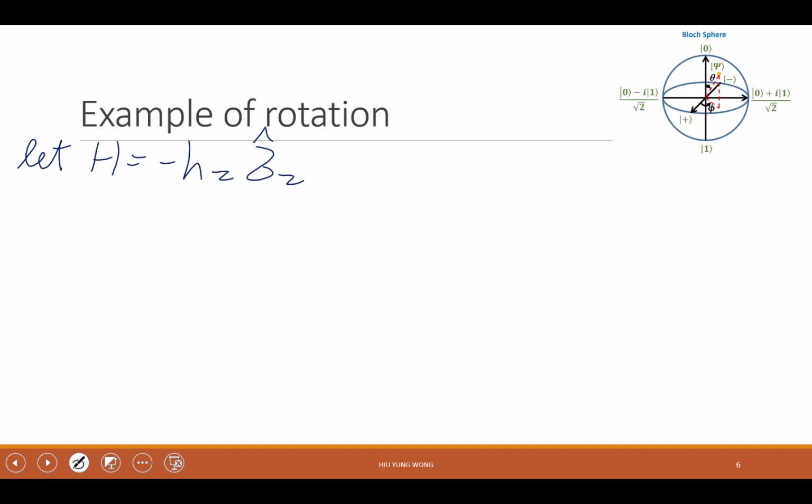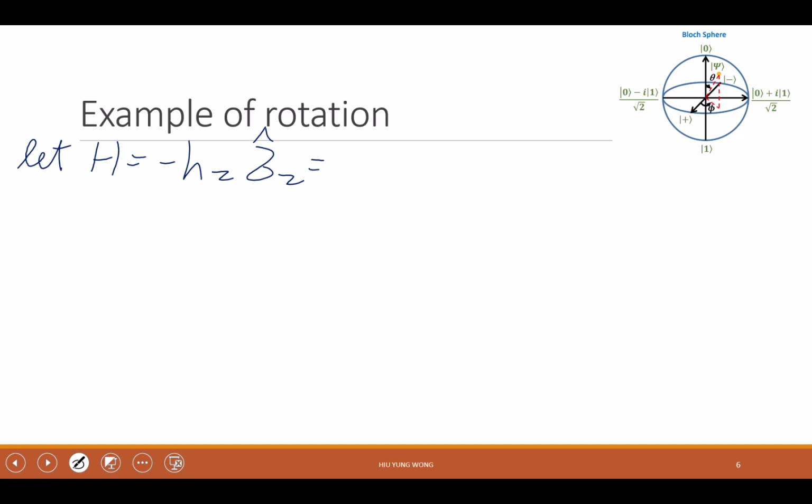Here, I assume that I give you the Hamiltonian already. I give you the matrix form already. And that is something we will look at in the next class, how we come up with this Hamiltonian. I will show you that by applying a vertical constant magnetic field for a spin, you will get this Hamiltonian. Now, let's say you already have this Hamiltonian. Then what does it look like?